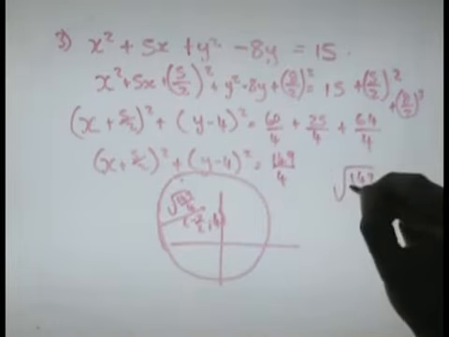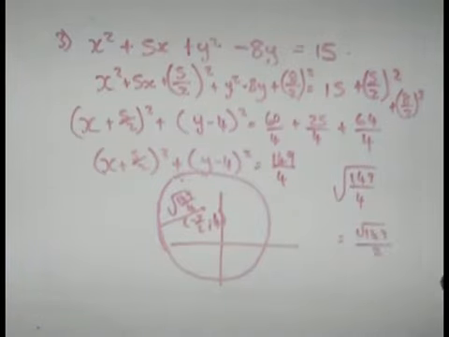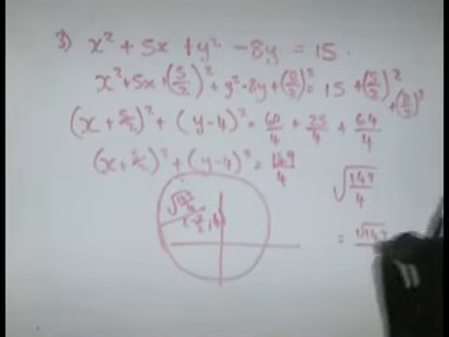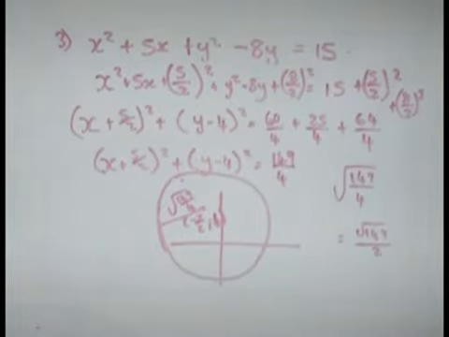The square root of 149 over 4 is equal to the square root of 149 over 2. That's fine. If you can find factors of 149 that can be squared, you're welcome to do that. I'm going to have a go at that. 149 divided by... there's no factors that I can come to, so leave it as root 149 over 2.